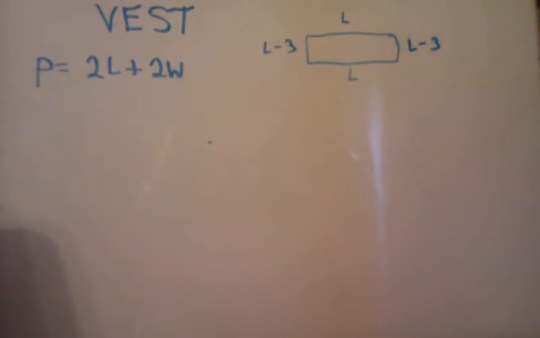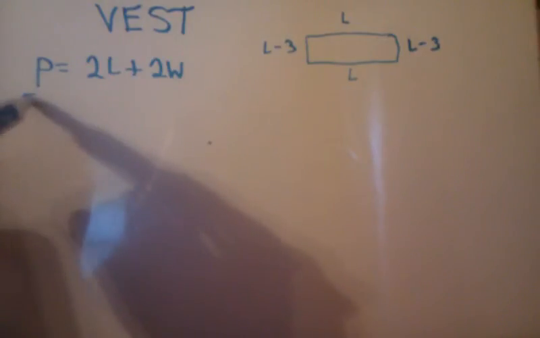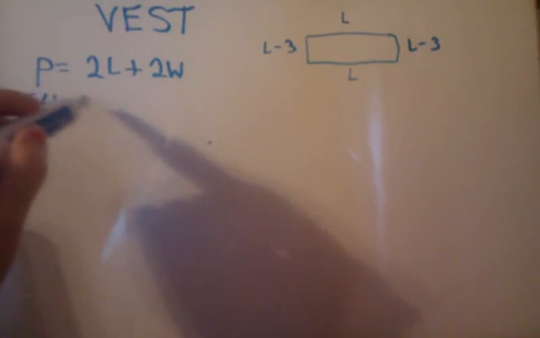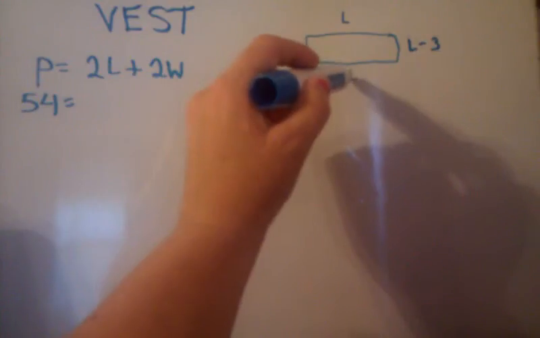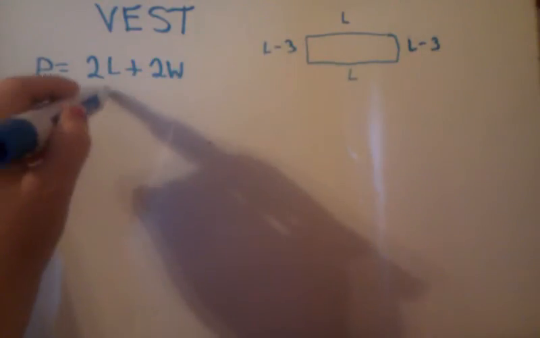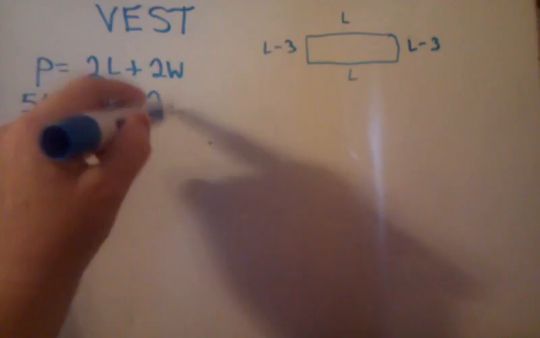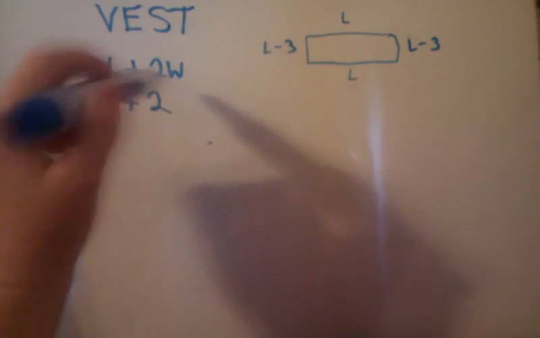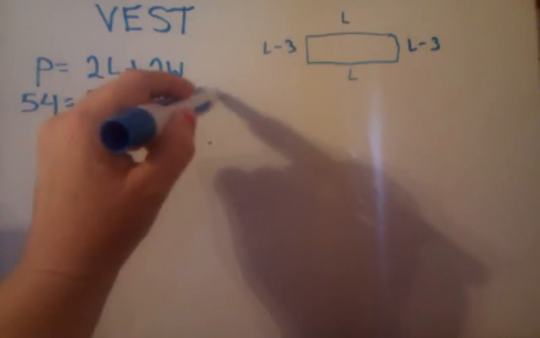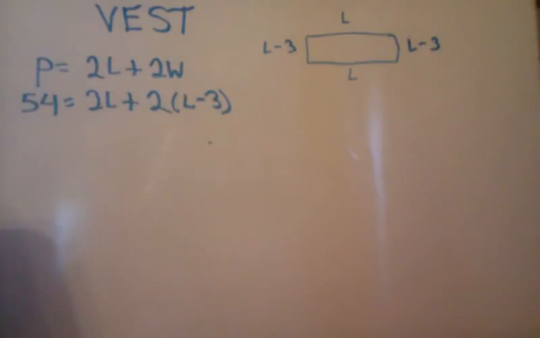Now let's substitute what I know. We said the perimeter is 54 inches, so for perimeter I'm going to put 54 equals 2 times L plus 2 times, instead of W, I'm going to use L minus 3. And then all I have to do is solve the problem.